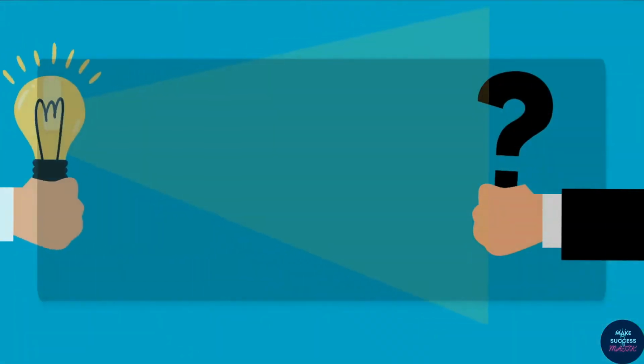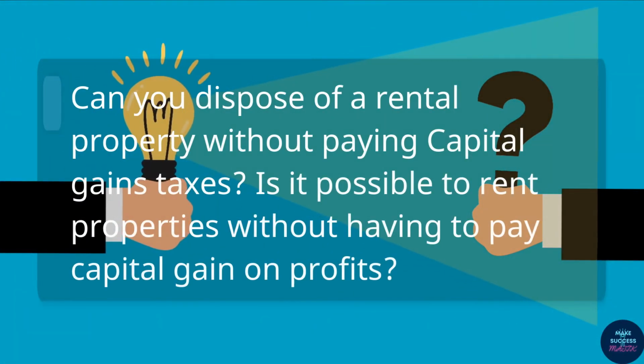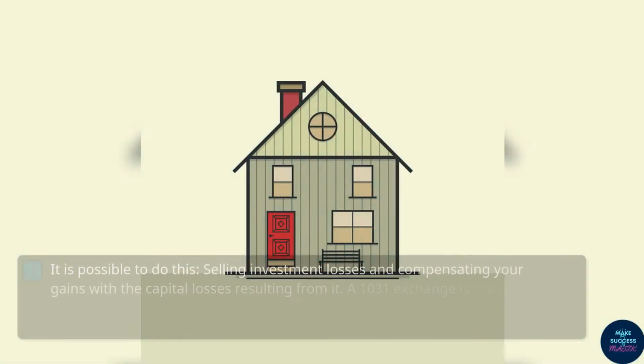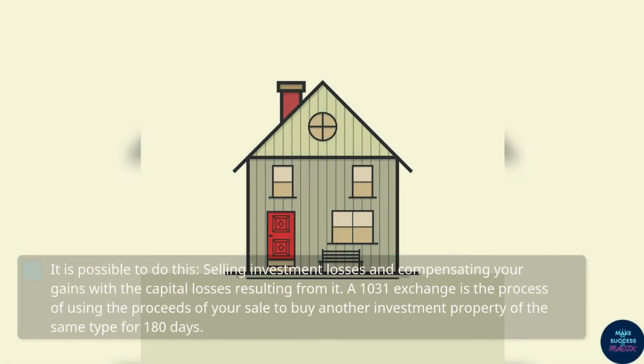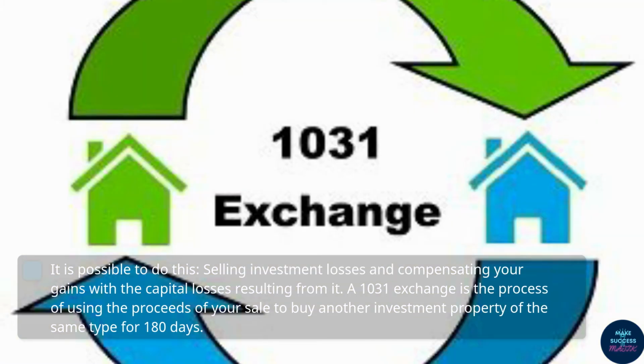Frequently asked questions. Can you dispose of a rental property without paying capital gains taxes? Is it possible to sell rental properties without having to pay capital gains on profits? It is possible to do this by selling investment losses and offsetting your gains with the capital losses resulting from it. A 1031 exchange is the process of using the proceeds of your sale to buy another investment property of the same type within 180 days.